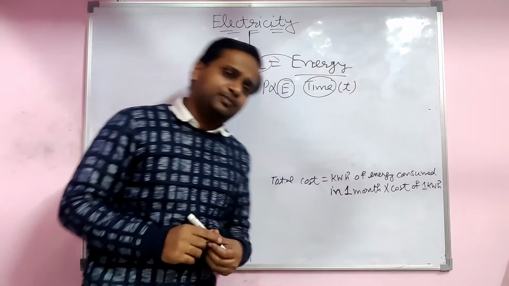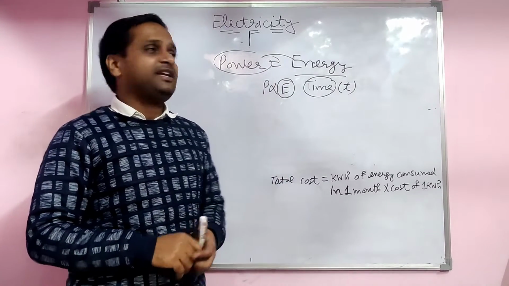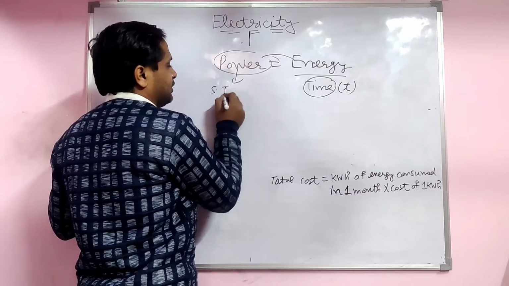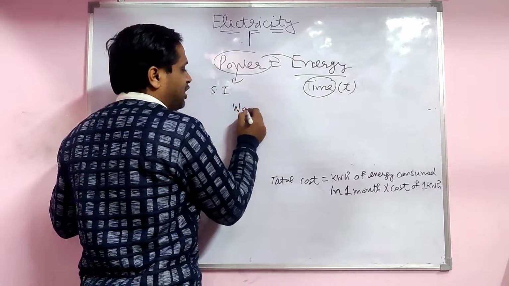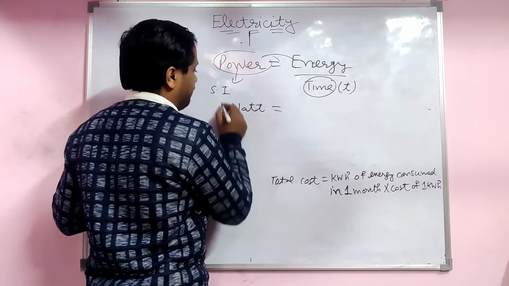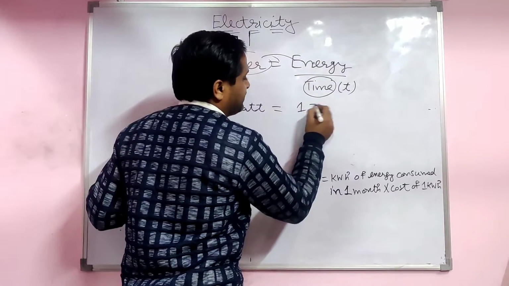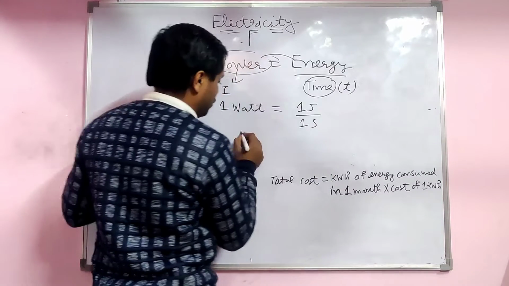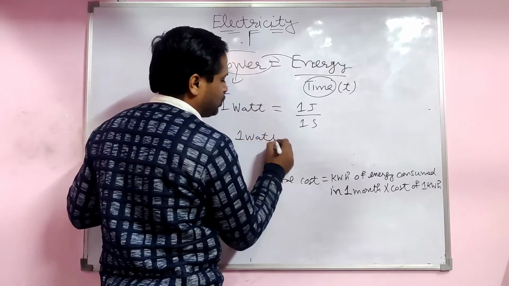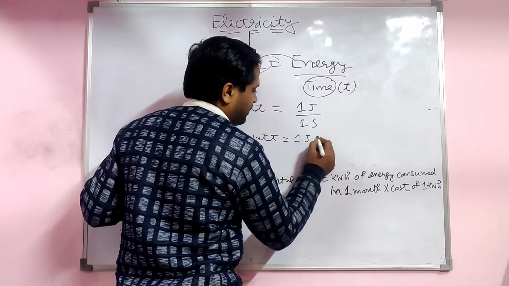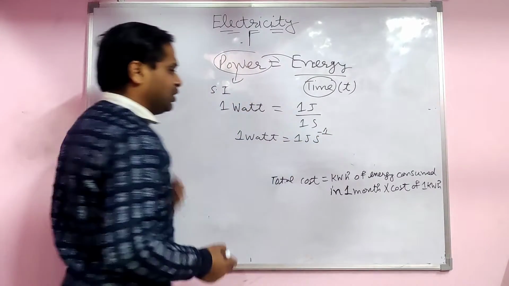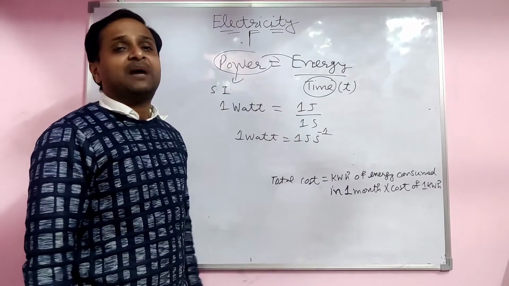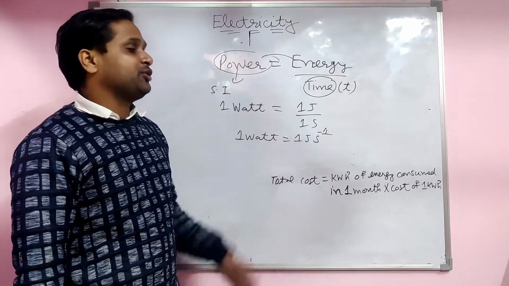If more energy is spent, power is less. Very easy. So now we have to see the SI unit of power. Yes, the SI unit of power is a watt. And 1 watt, here the energy unit is a joule and time is 1 second. So 1 watt is equal to 1 joule per second. This is the unit of power.